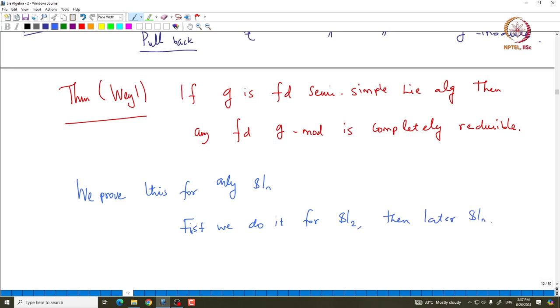Okay, so I will stop here, and then we will continue with the characterization of completely reducible modules in the next lecture, and then we will move to the representation theory of SL_2.